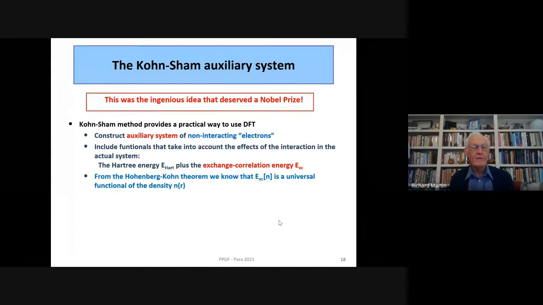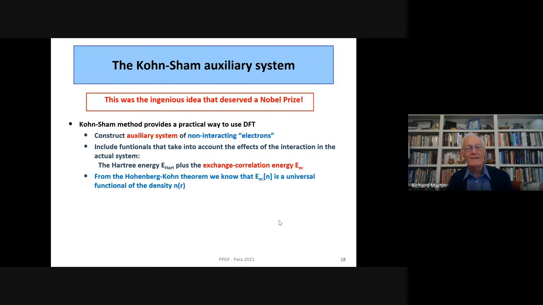So the key functional is the energy, which is divided into the Hartree energy, which is easy to calculate if you know the density, and all the rest in what's called the exchange correlation energy. But the way the Hohenberg-Kohn theorem comes in, it's not in a practical sense, it's in the beautiful sense that we know that whatever it is, it's a function of the density, and it's universal.